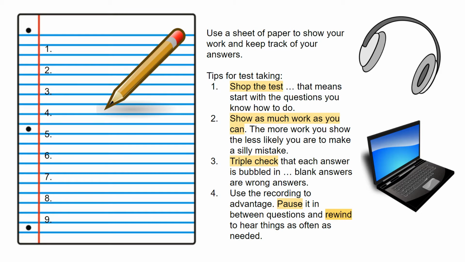Here's some tips for test taking. Number 1, shop the test. That means start with the questions that you know how to do. Number 2, show as much work as you can. The more work you show, the less likely you are to make silly mistakes. Number 3, triple check that each answer is bubbled in. Blank answers are wrong answers. And number 4, use the recording to your advantage. Pause it in between questions and rewind to hear things as often as needed. So here we go.